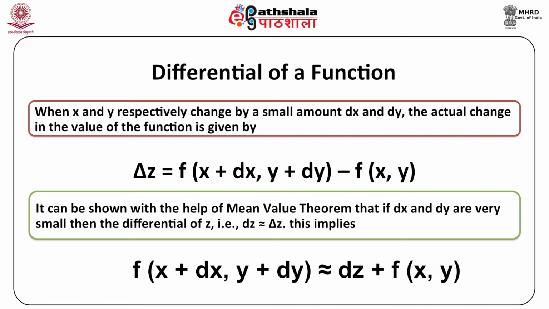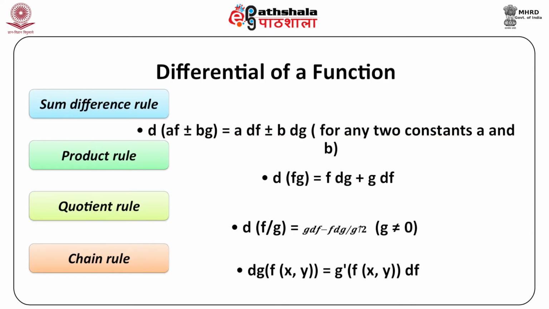It can be shown with the help of the mean value theorem that if dx and dy are very small, then the differential of z, that is dz, tends to delta z. This implies f(x plus dx, y plus dy) tends to dz plus f(x, y). This formula can be used to find the change in the value of a function when x and y change by small amounts. Sum difference rule.